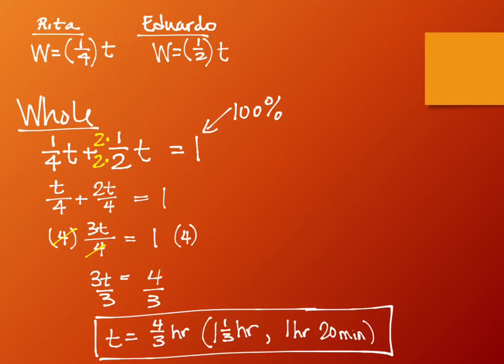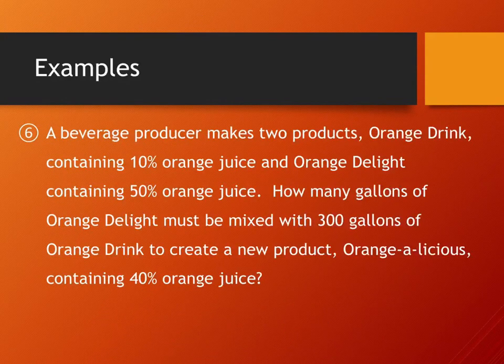The last question is kind of a confusing one to read because the word orange shows up so many times. So let me show you. A beverage producer makes 2 products, orange drink containing 10% orange juice and orange delight containing 50% orange juice. Lots of the word orange, right? How many gallons of orange delight must be mixed with 300 gallons of orange drink to create a new product, Orange Delicious, containing 40% orange juice?